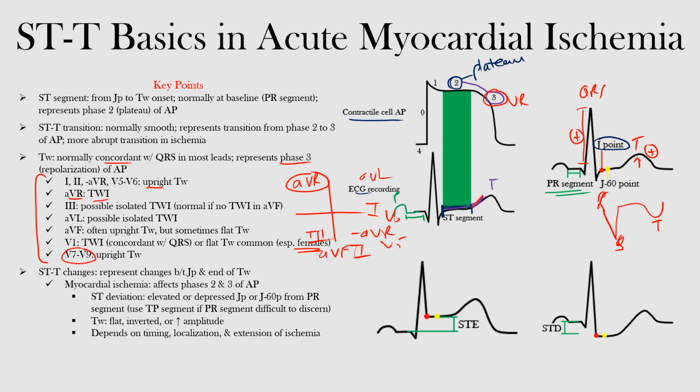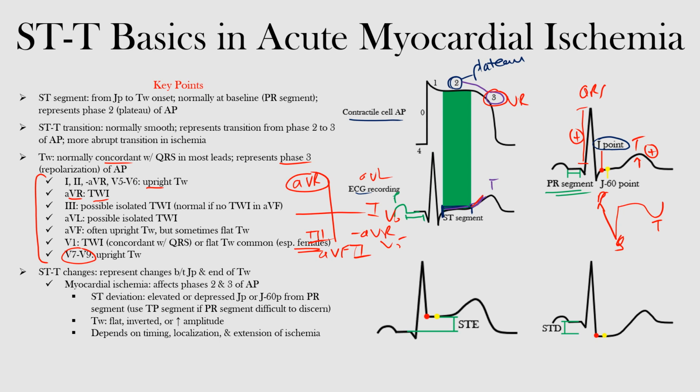We learned that the ST segment can be elevated or depressed in relation to the PR segment, while the T wave may be diminished or increased in amplitude or even inverted. The changes that we see in the ST segment and T waves depend on the timing, localization, and extent of the ischemia. If you recall, when we measure the ST depression or elevation, we must use the baseline as our reference line. And the reference line that we use as baseline is the PR segment.